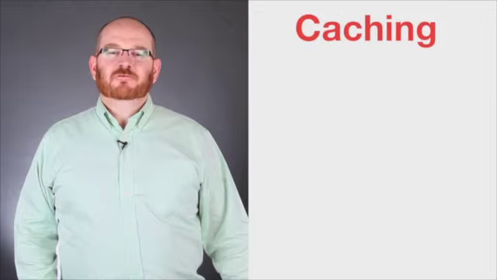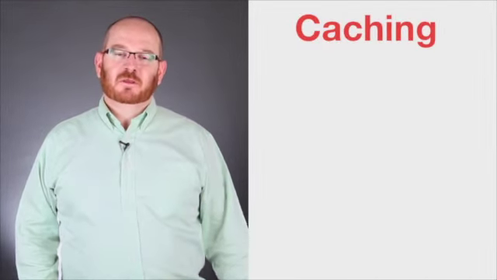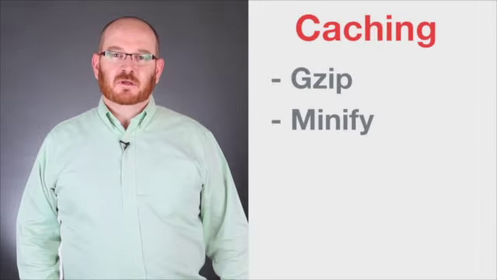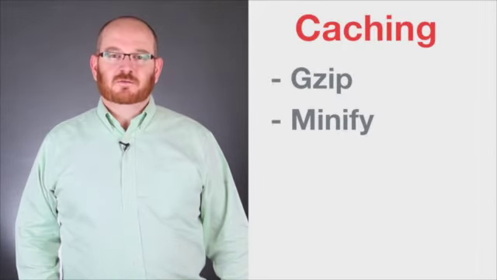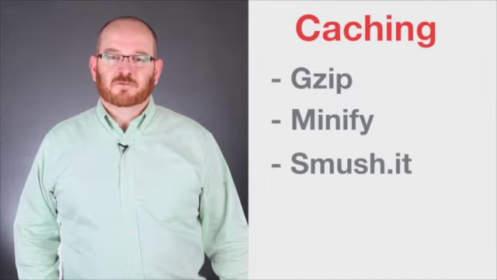Caching. So many file types have redundant space inside them, and as a result, the files are bigger than they need to be. gzip is a way of reducing white space in an HTML file. You have minification, or minify, which is the way you would do the same thing with a JavaScript file or a CSS file. And you have Smashit, which is an online service for doing the same thing with pictures if you don't have access to software like Photoshop.